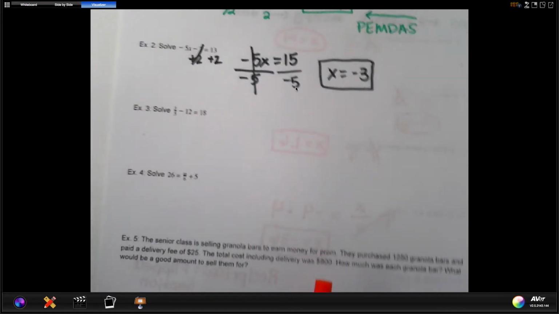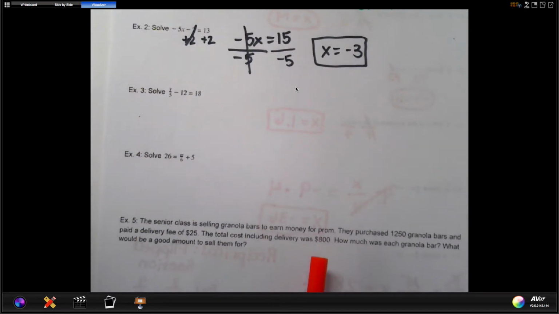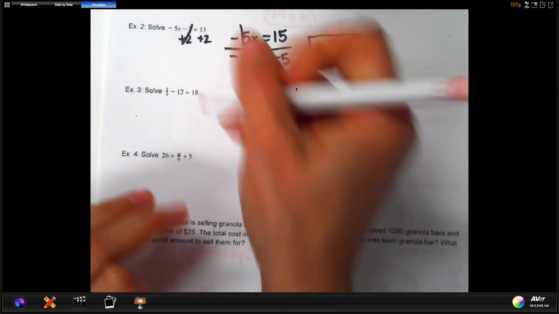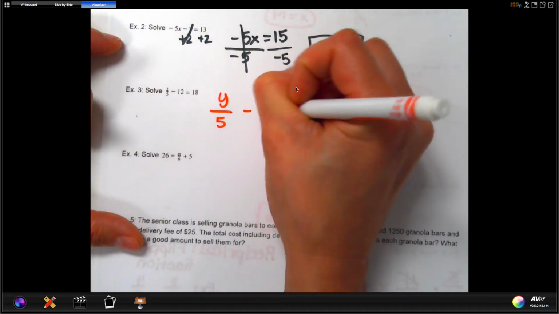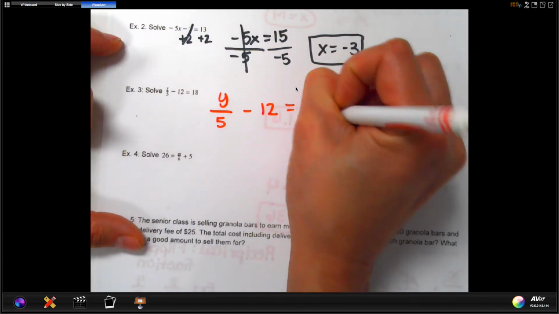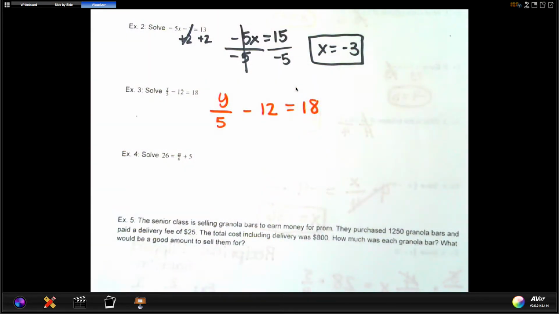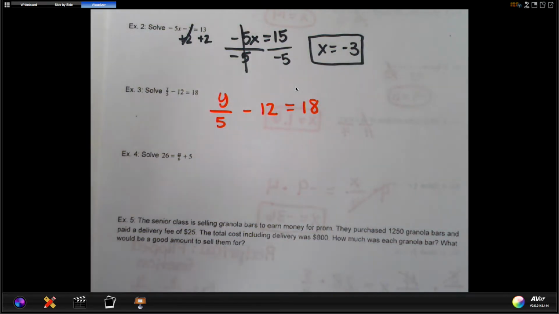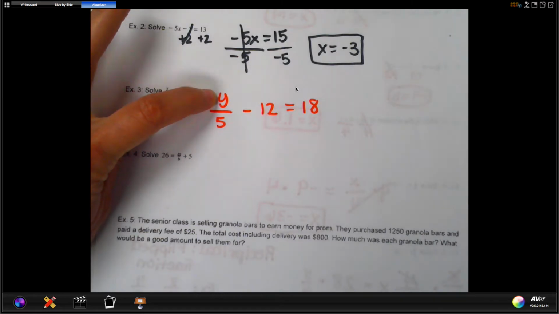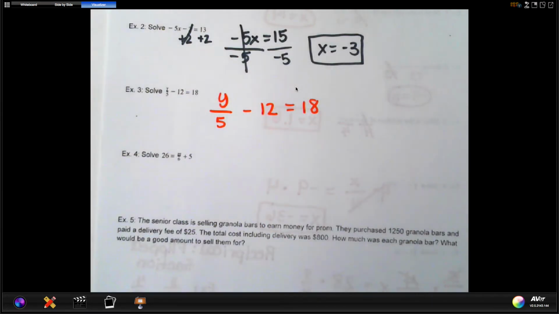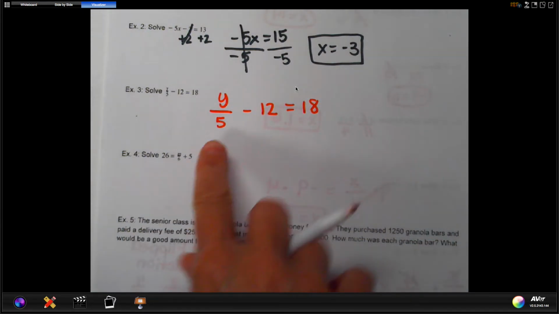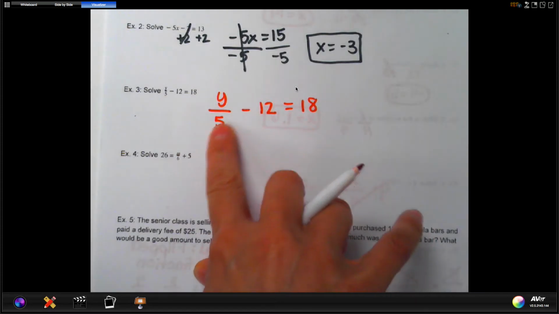Okay, so I can do that for those of you who can't see it very well. So this says y over 5 minus 12 equals 18. Look at this problem: if this is danger, your y, your letter, then this is the door. 18 is already safe, so we're not going to worry about 18. We have to get out the 5 and the negative 12.